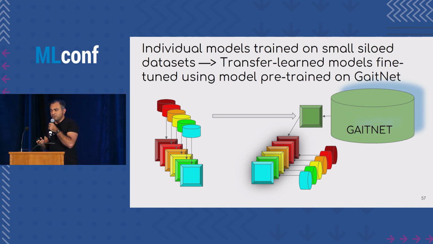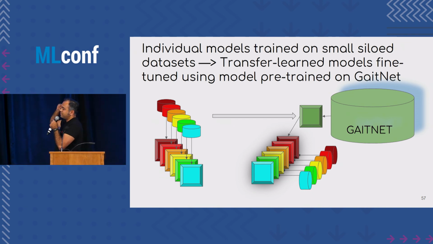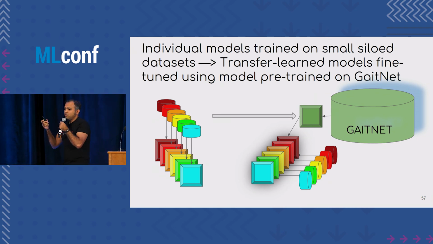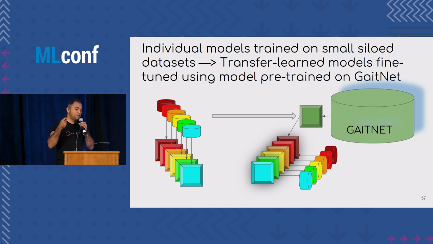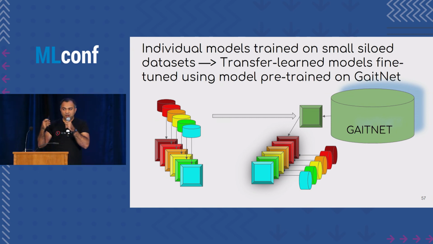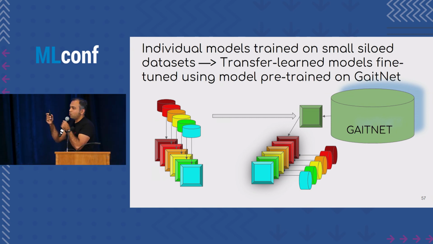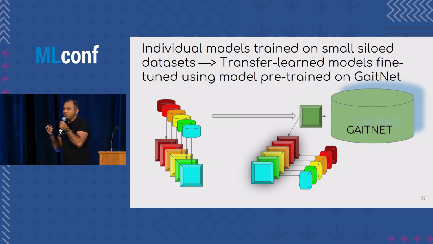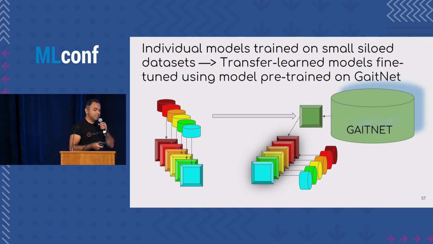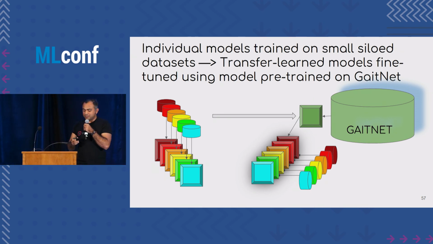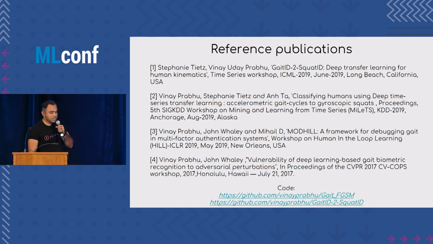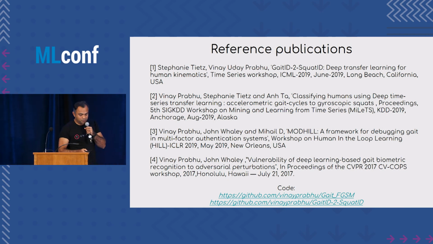So we are trying to usher in an era where we have this massive model that's been trained on the GaitNet data set, and then we use small amounts of data to fine-tune this pre-trained model and conquer a whole lot of problem domains within geriatric care, neurodegenerative disease modeling, as well as Parkinson's and Alzheimer's. Here are some of the reference publications that we've published in the past few months.